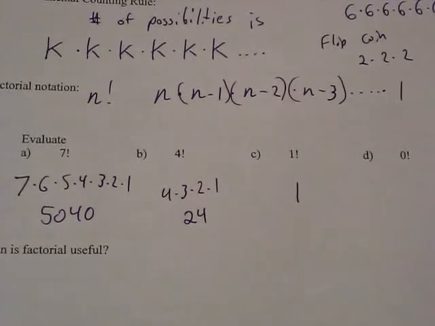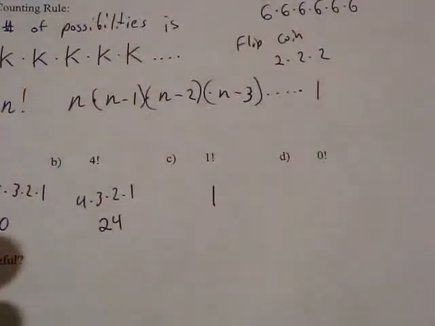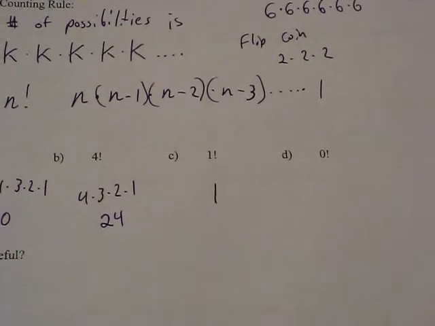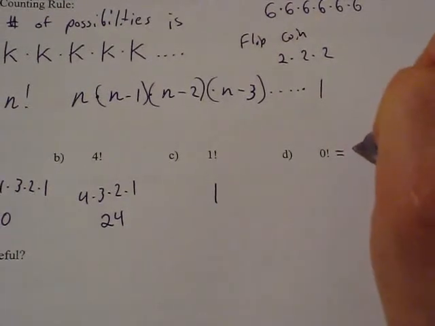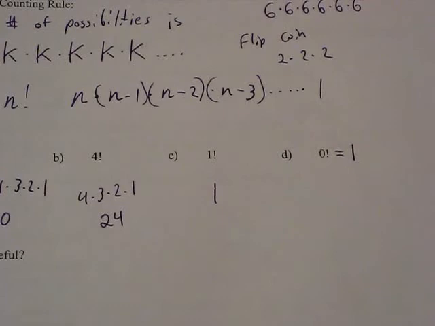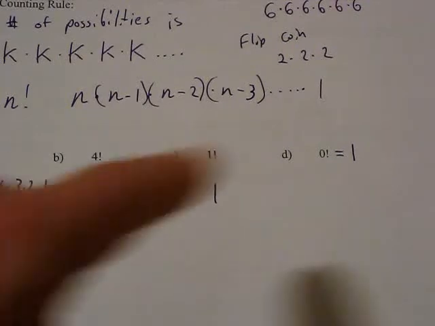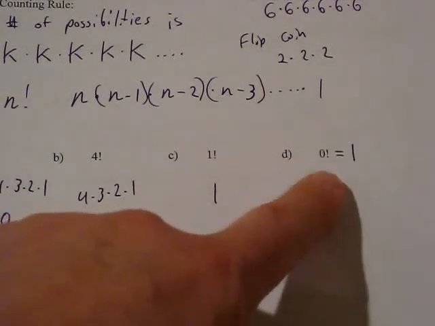Now, by definition, factorial needs something for 0. Because you're wondering, well, is the answer 0? Well, by definition, 0 factorial is 1. Maybe a way to explain it is, if you've got 0 items, there's only one way you can have nothing. There you go. But that's by definition, 0 factorial is 1.